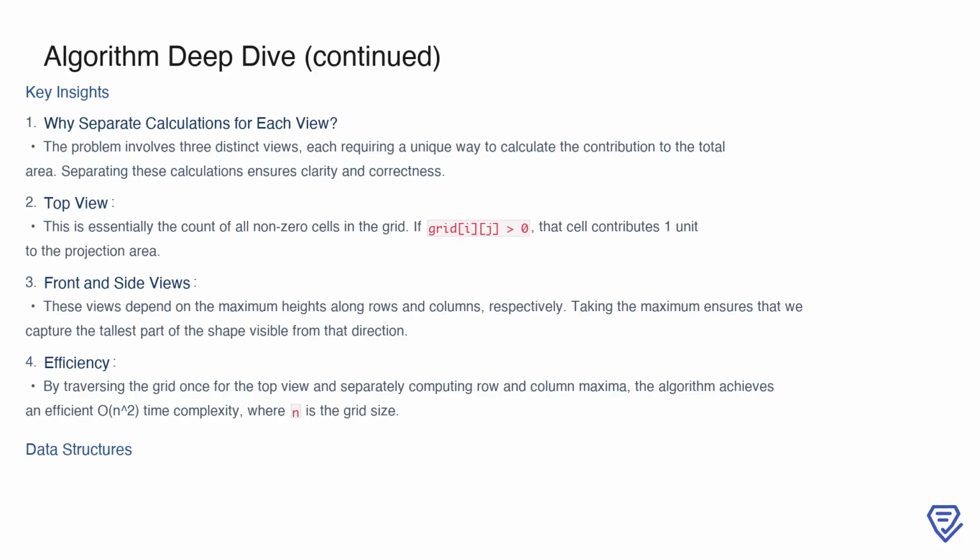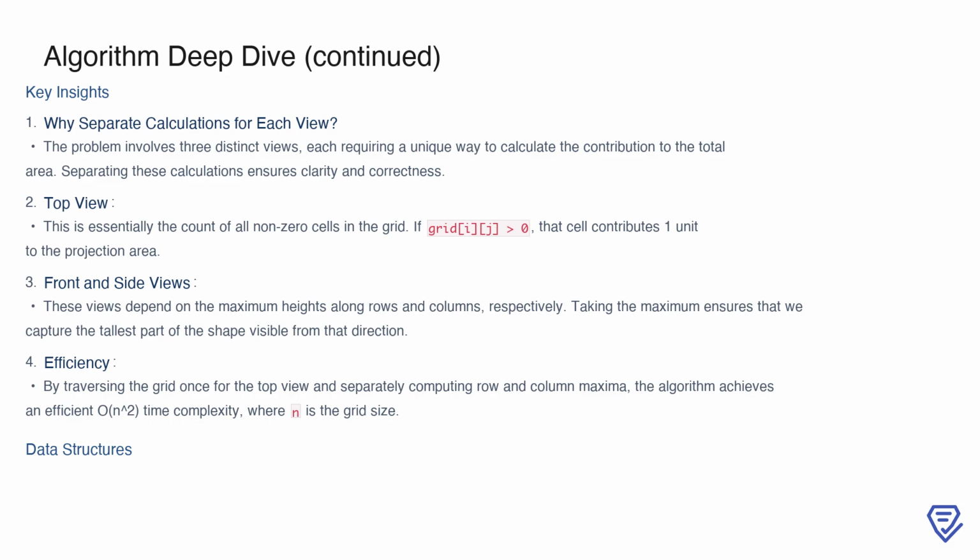Each view, top, front, and side, represents a distinct perspective of the 3D shape, and the projection area for each is computed differently. The top view is essentially the count of non-zero cells in the grid. Every cell with grid[i][j] > 0 contributes 1 unit to the projection area.